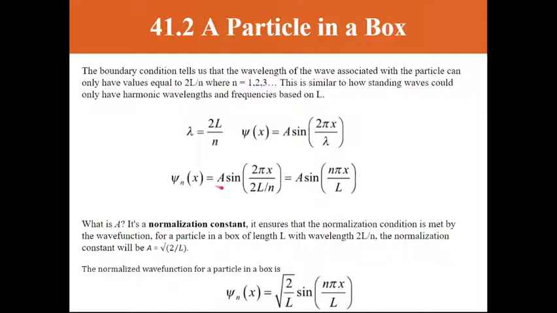A, again, is this normalization constant. It's just there to ensure that if you were to integrate the wave function over all space, you get a probability of 100%. So for this situation, you can actually do the integral and find out that A must be the square root of 2 divided by L. And the full form of the wave function for the particle in the box is the one shown below.